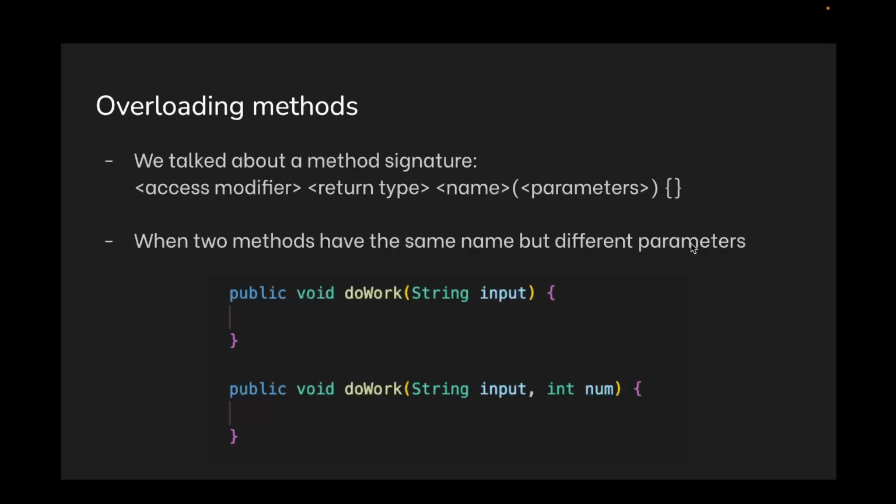Sometimes it will give you an error, even though you have a slightly different method, because you can't overload by the access modifier alone. You need to change the parameters. So you can't say private void doWork and String input as another method. You would have to change the parameters.